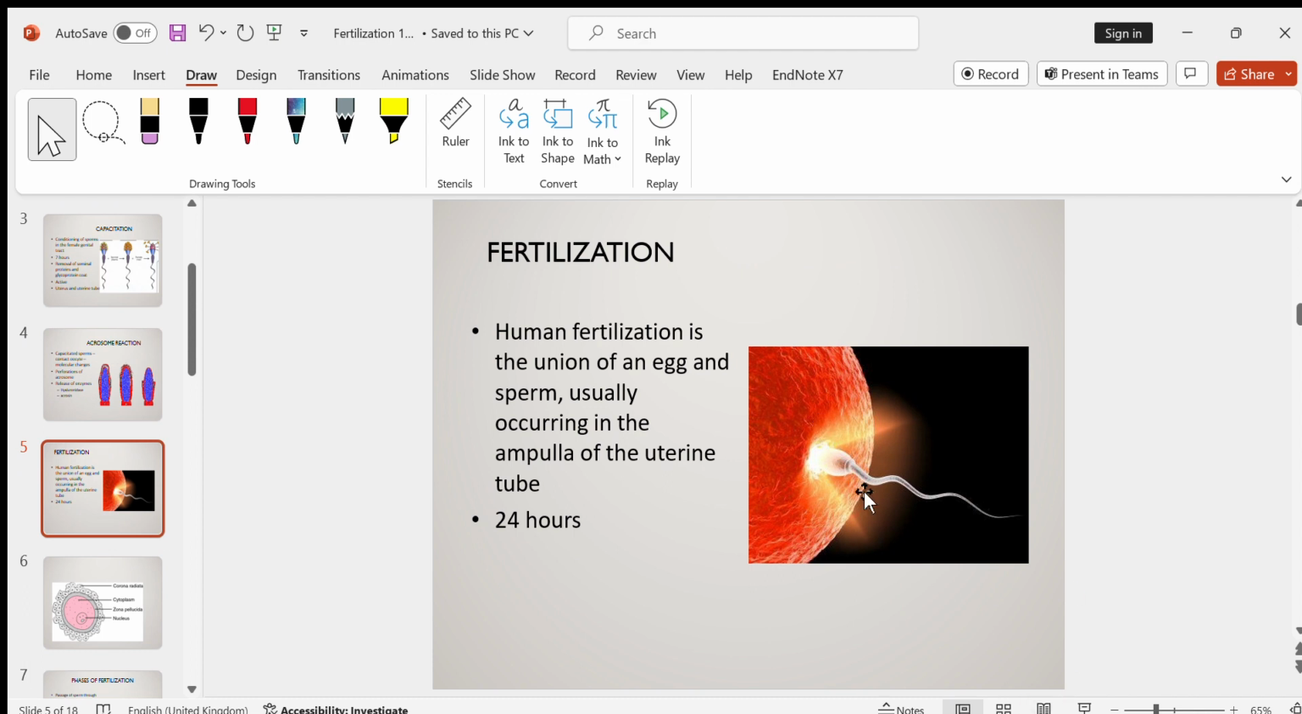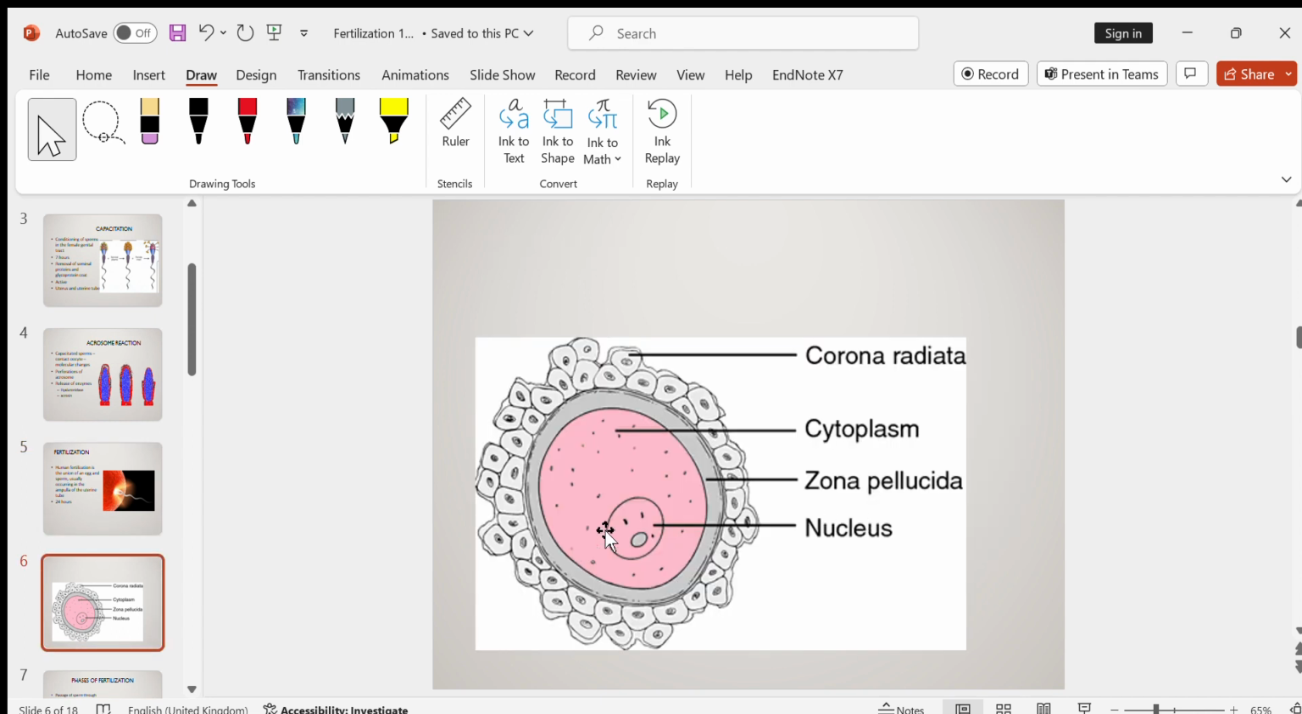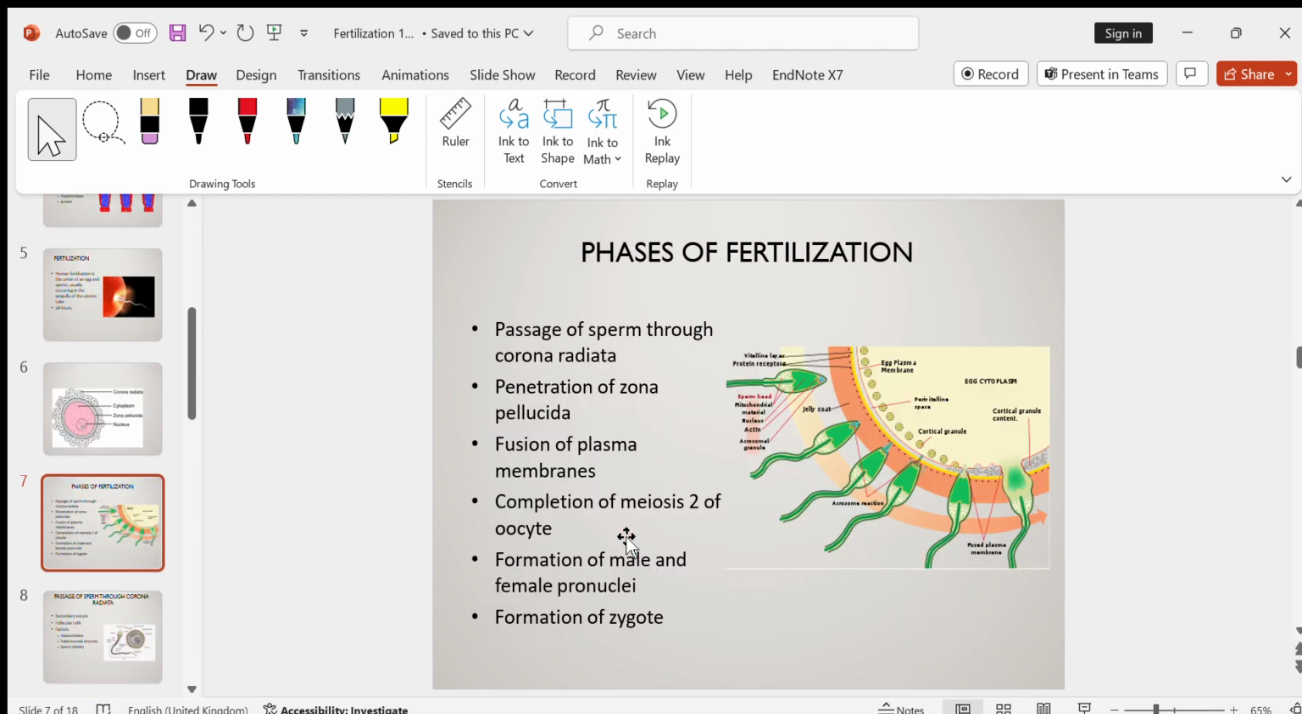As I've told you earlier, fertilization is the process of fusion of an egg and a sperm, and this most often occurs in the ampulla of the uterine tube, that is the widest part of the uterine tube. Now, in this picture, we can see these outermost cells are the corona radiata. This gray lining is the zona pellucida, and inside this is the oocyte with the cytoplasm and this nucleus.